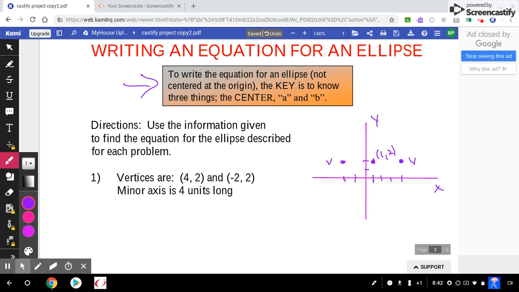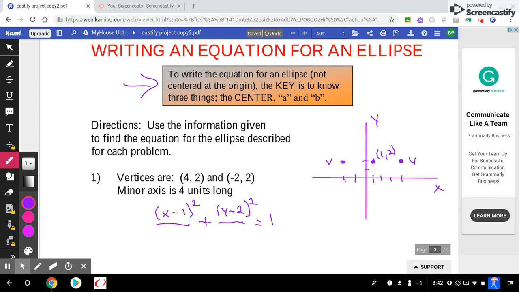So right now I could at least start writing the equation if I wanted to. If I know the x coordinate is 1, I can change the sign, write myself an x minus 1 squared over top of something, not sure what the something is yet. A plus sign, and then over here on the other side, I know my y coordinate is 2, so I'm going to switch the sign there. I get a y minus 2 squared. And all ellipse equations are set equal to 1. So the question is, what's A and what's B?